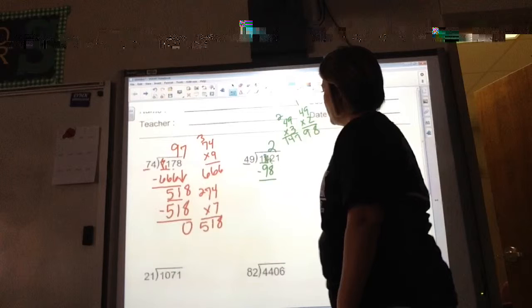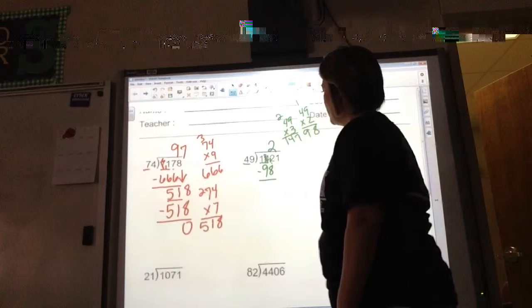6 minus 6, 0. 0 minus 4, can't do it. Cross it, change it, move it. 10 minus 4, 6. Do I have anything left to bring down? No. But oh my stars, I have this big old remainder. Is it okay? Yes, totally okay, because your remainder is less than your divisor. So don't let that freak you out. Okay, let's go to this problem.